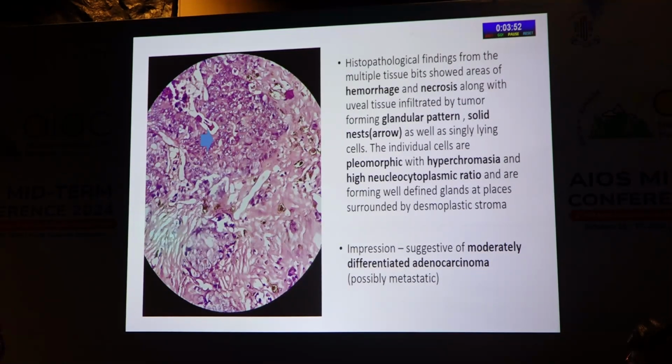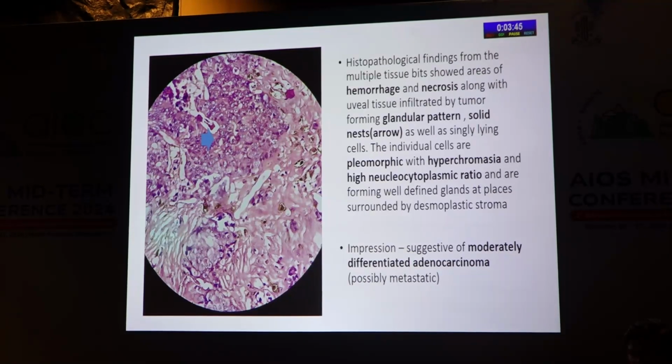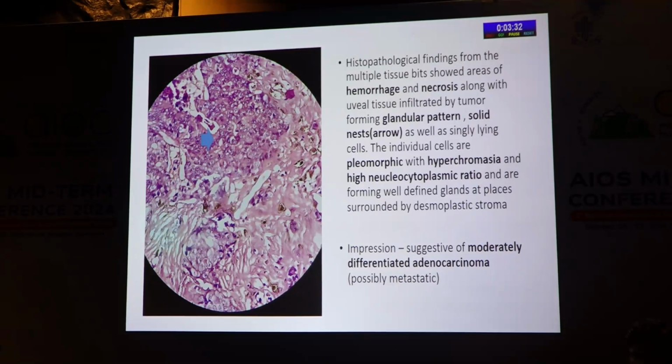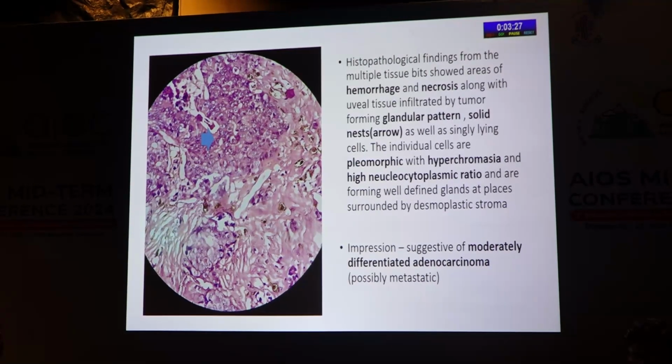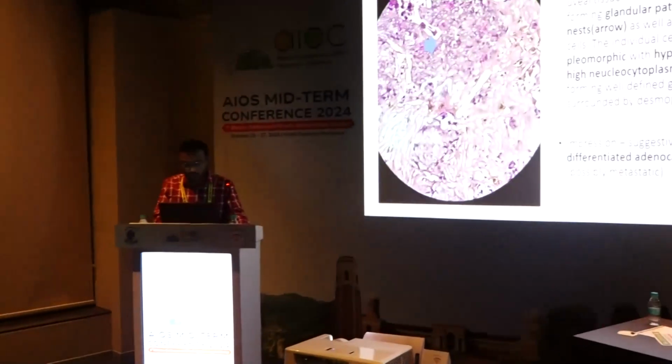Histopathological findings from the multiple tissue bits showed areas of hemorrhage and necrosis, along with uveal tissue infiltrated by tumor in a trabecular pattern, solid nests, as well as singly lying cells. The individual cells are pleomorphic with hyperchromasia and a high nucleocytoplasmic ratio and are forming well-defined glands at places surrounded by desmoplastic stroma. This impression is suggestive of moderately differentiated adenocarcinoma, possibly metastatic.